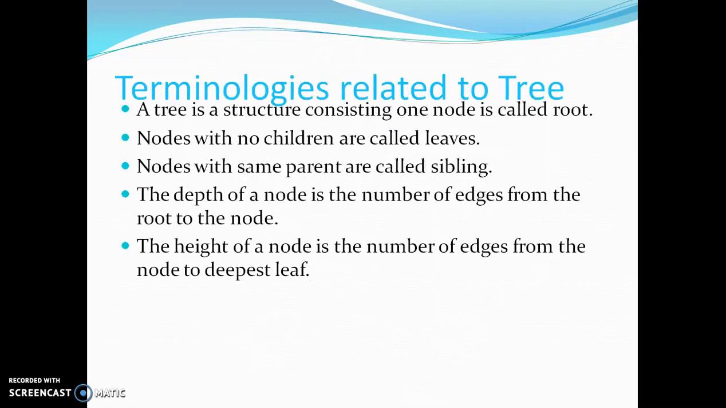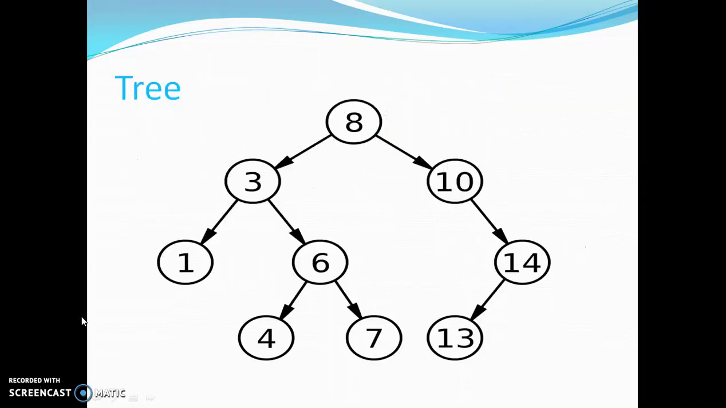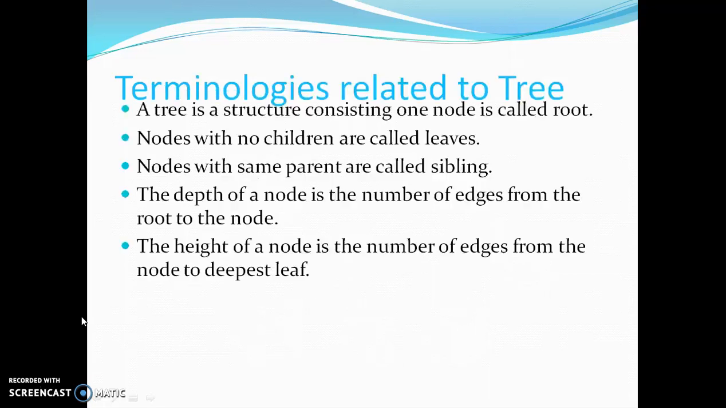The depth of a node is the number of edges from the root to the node. In a tree we have depth and height. Depth is the number of edges from root to node. If we want to know the depth of 1, then from 8 to 3, 3 to 1, there are 2 edges. So the depth of 1 is 2.